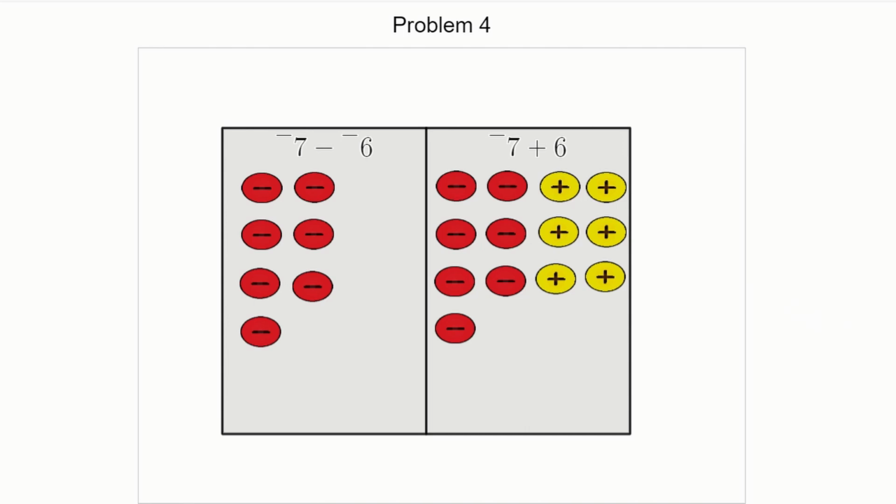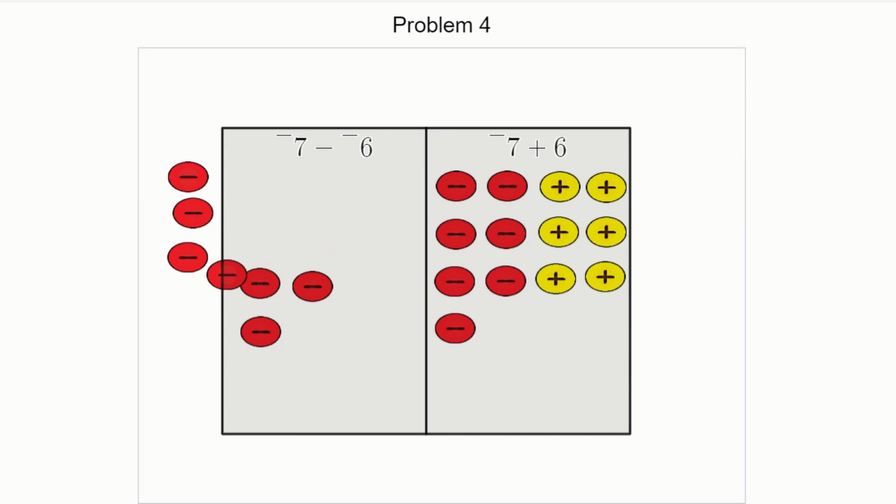Taking a look at our last problem, here on the left we have negative 7 minus negative 6. What does this mean in terms of our chips? Here we're starting off with 7 red chips, and I want to take away 6 red chips. So let's go and do that. Take away 1, 2, 3, 4, 5, and 6. And notice that we only have 1 red chip left behind. So negative 7 minus negative 6 equals negative 1.